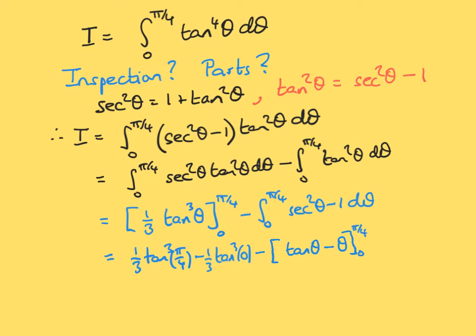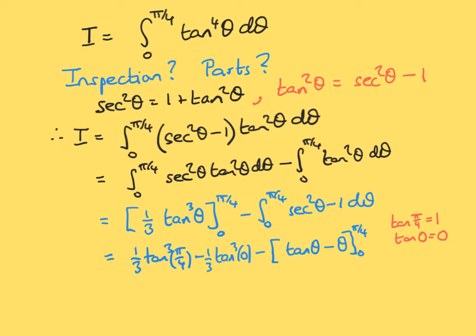So the key things that we need to recall are that the tangent of pi over 4 is equal to 1, and the tangent of 0 is equal to 0. So this tells us that at the lower limit, when theta is 0, everything is going to vanish. We just get contributions from the upper limit, theta is pi over 4.